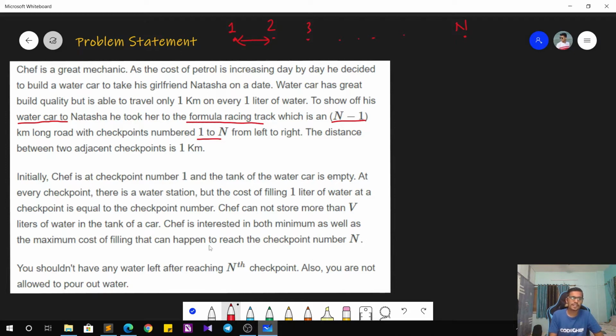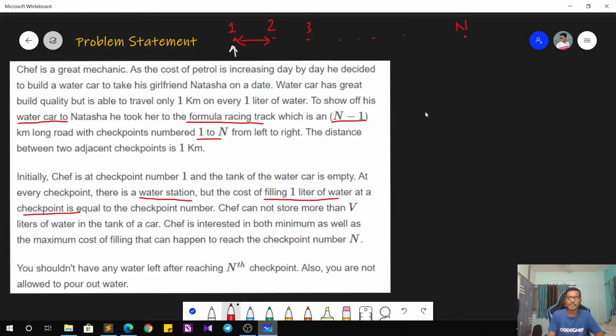Initially, Chef is present at checkpoint 1, and his water car is empty. Also, it is given that at every checkpoint there is a water station. Since the fuel for this car is water, he can refuel the car by filling 1 liter of water at a checkpoint, but the cost is different at each checkpoint. He has the option to refuel the car at any checkpoint, but the cost at each checkpoint is equal to the checkpoint number.